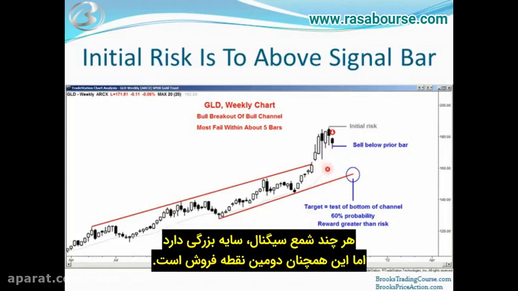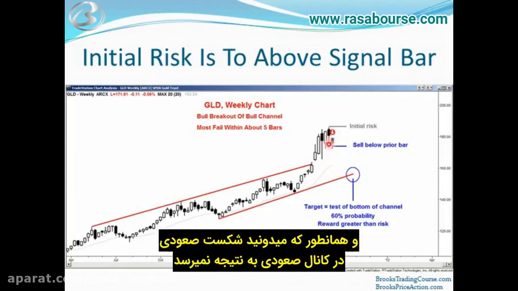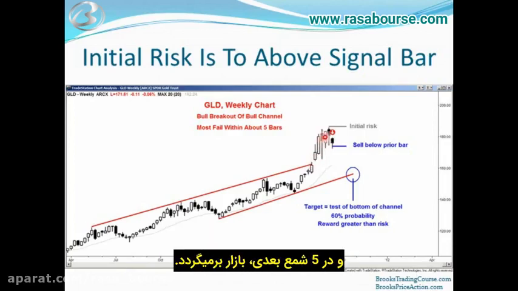Even though the signal bar has that big tail, it's still a second entry short, and you know that most of the time bull breakouts of bull channels fail within about 5 bars.